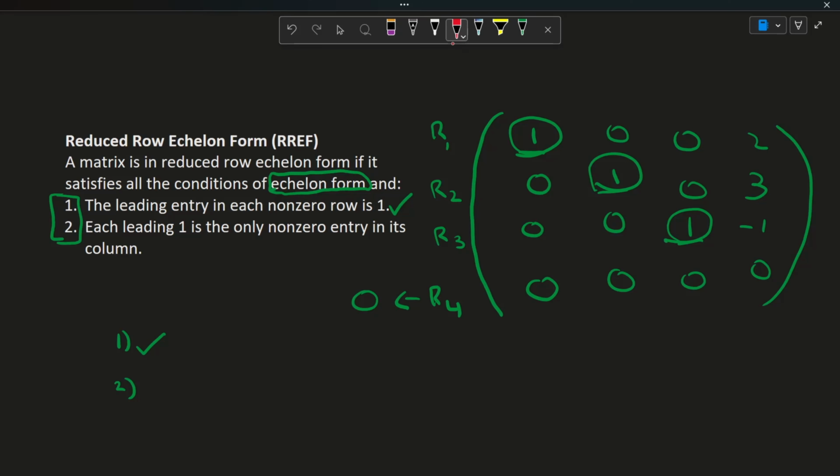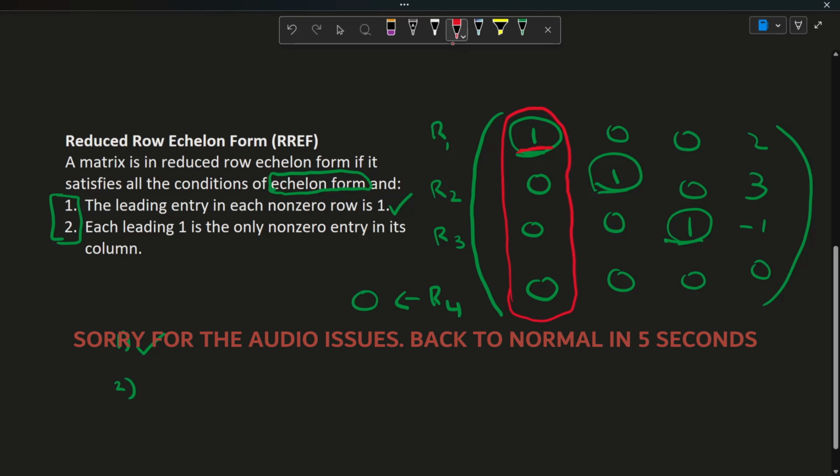So let's look at the first leading one. This is the first leading one. We have to look at the column where this one is present. It has to be the only non-zero entry in the column. And it is, because there are three zeros below it, and all of them are zeros, so they're not non-zero.